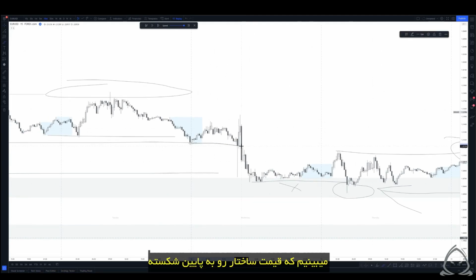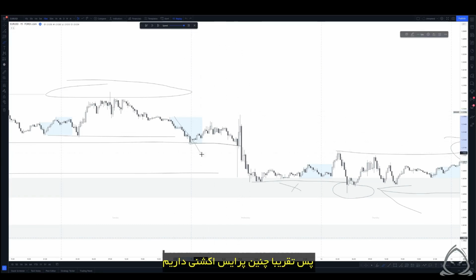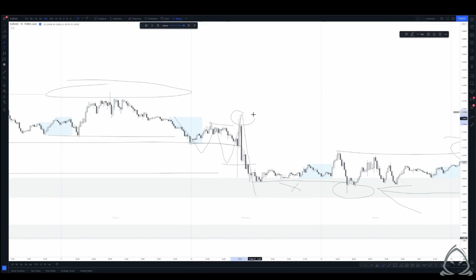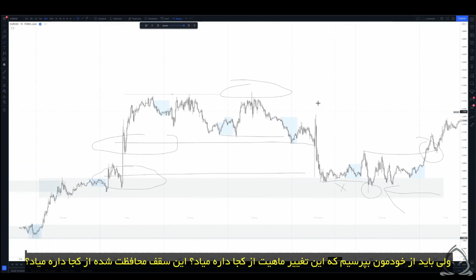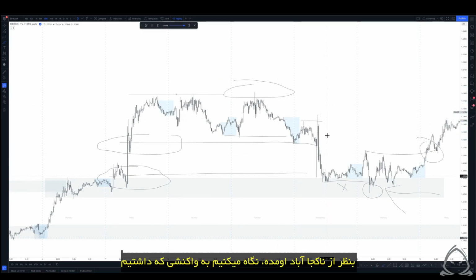What we can see is price broke structure to the downside. We broke structure to the upside. We just have almost this bit of price action. So yes, we do get a change of character. But we have to ask ourselves, where is this change of character coming from? Where is this protected high coming from? It's coming seemingly out of nowhere.